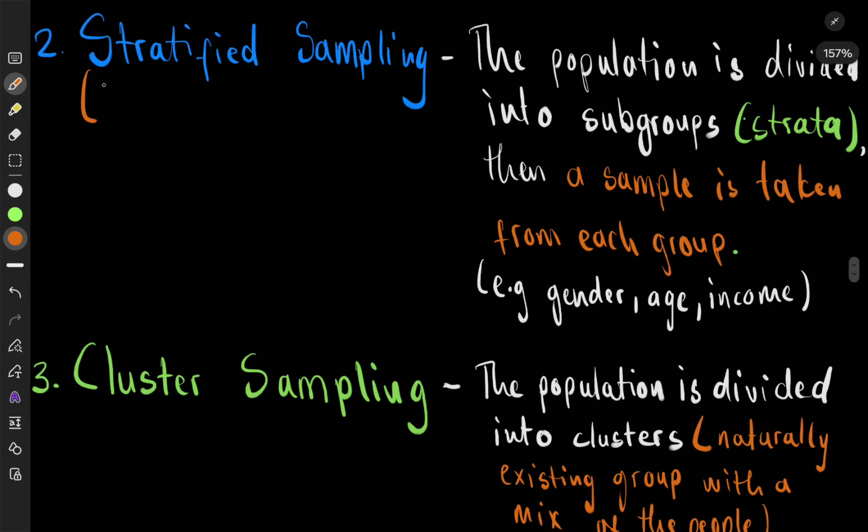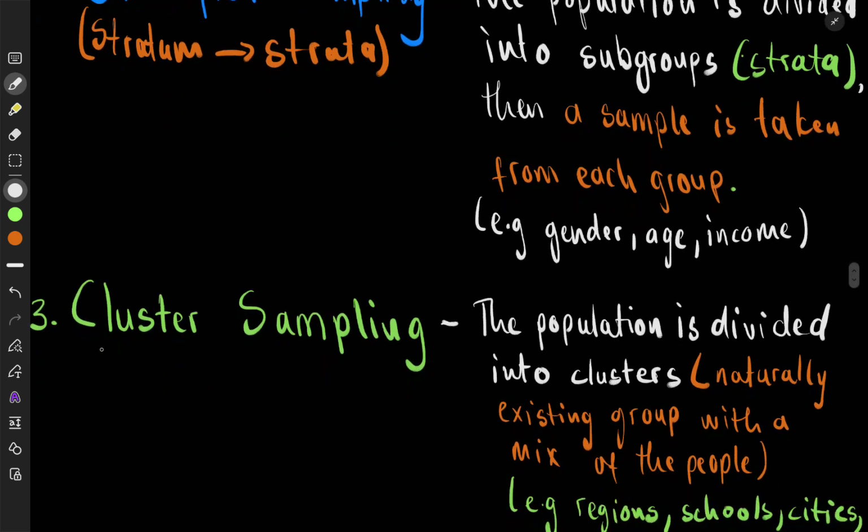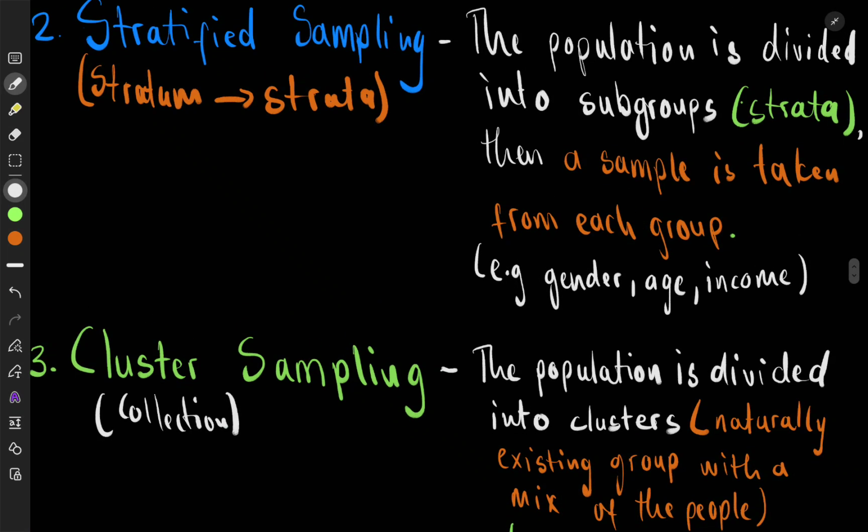Now, this word stratified comes from the word stratum, which leads to the word strata. Stratum means a group. Strata means groups. So when we say stratified, we are grouping, we are making some groups. Cluster, again, a cluster is a group, a collection. We can say it is a collection, right? So now let's look at these two.